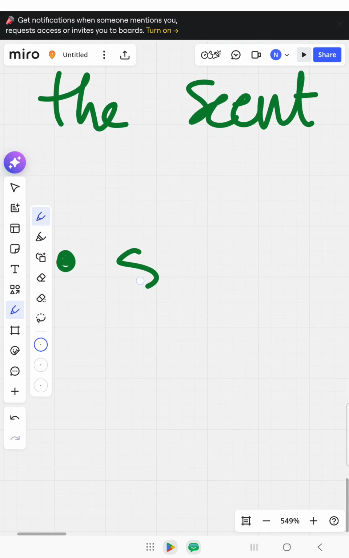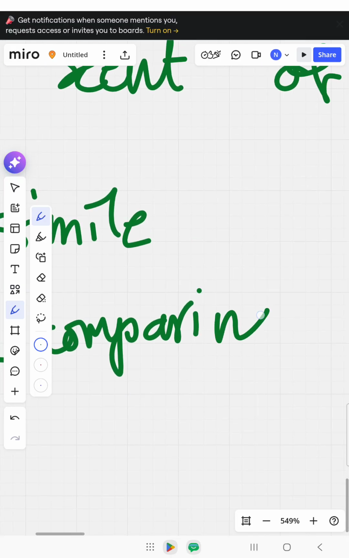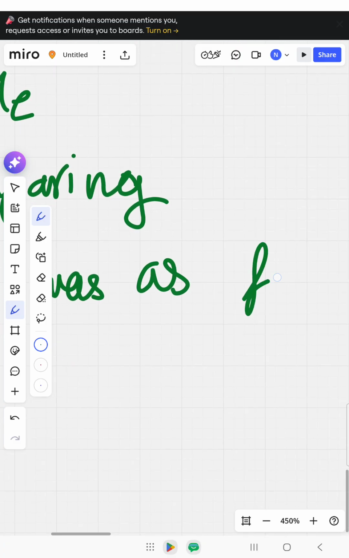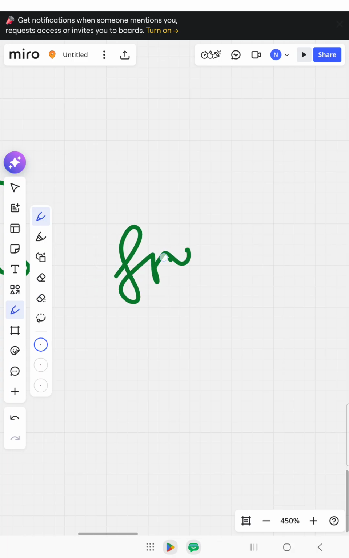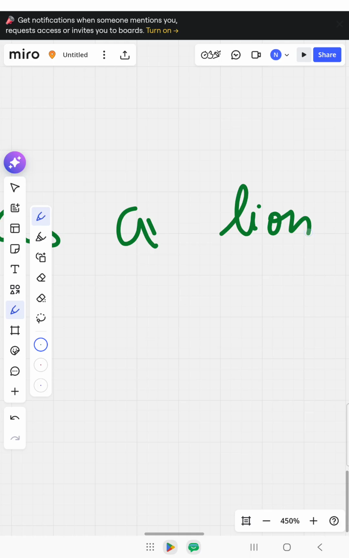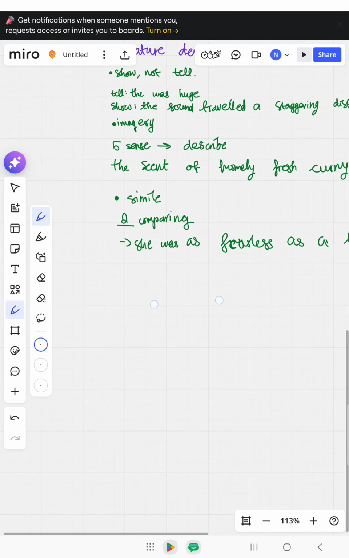So then our simile, which is comparing two things using like or as. So for example, you can say she was as fearless as a lion. So we take the feature of the lion, which is like the most prominent feature, and we give it to the girl or the character.